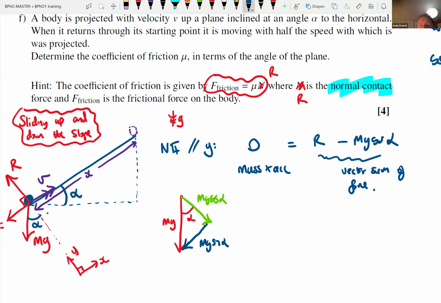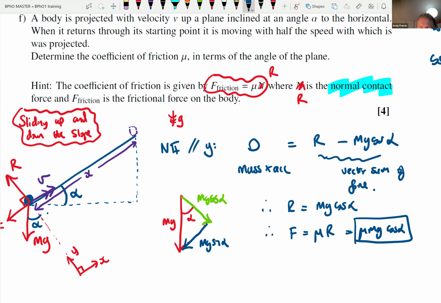So my next stage is, well, therefore, my normal contact force is equal to mg cos alpha, all right? And we're told that our friction force, therefore, F is mu R. I've not used mu N, so mu R, which is therefore equal to mu mg cos alpha, all right? So that's going to be our friction force.